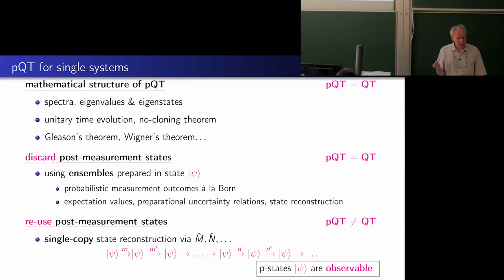So it's the same idea as state reconstruction. You measure an informationally complete set of observables, Mn, depending on your Hilbert space dimension, however many you need. The expectation values will allow you to extract the state, but in this case, you don't need an ensemble, right? Because you can recycle your state. You get the same state out of every measurement you perform, and you can just reuse it again and again. And that means that effectively these, I call them P states, are observable quantities.